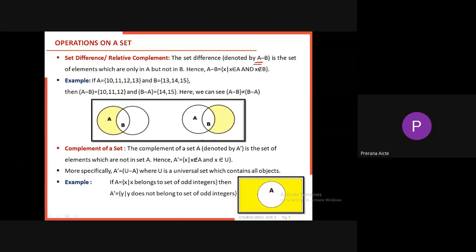What is the meaning of this? We will consider the elements from the first set only, and we will not consider the elements from the second set. That means X belongs to A and X does not belong to B. In terms of a Venn diagram I can represent it like this: A minus B means we consider the elements only from set A, and the elements from set B will not be considered. And this is for B minus A.